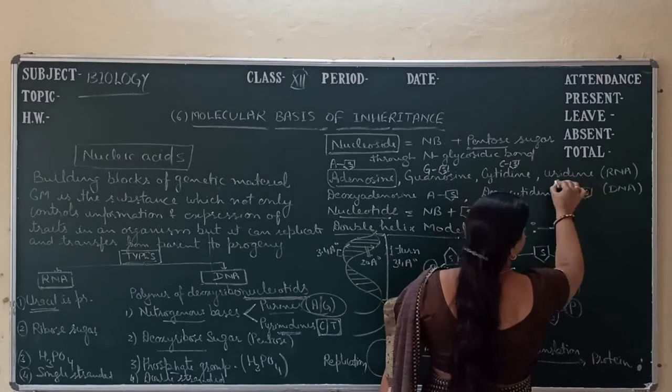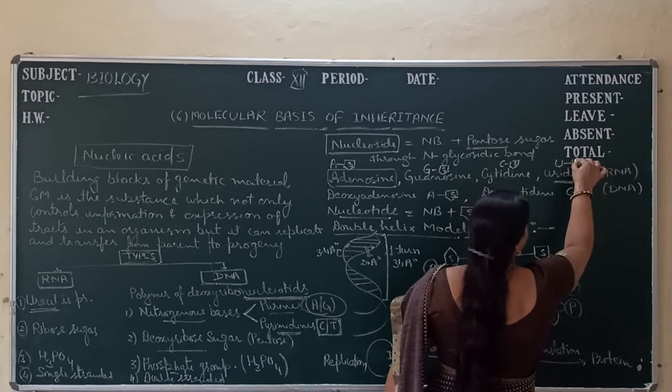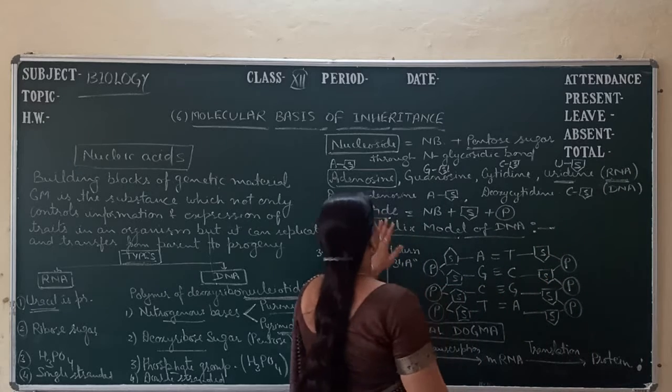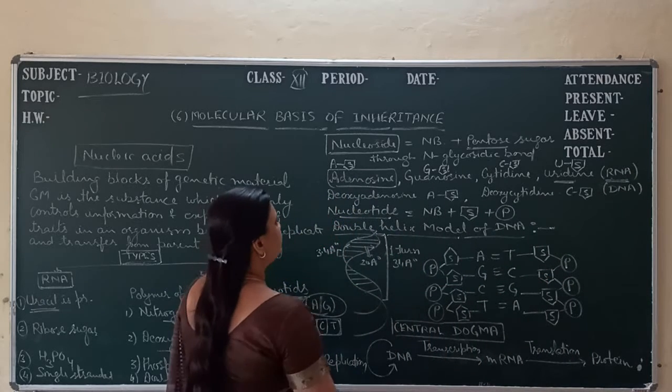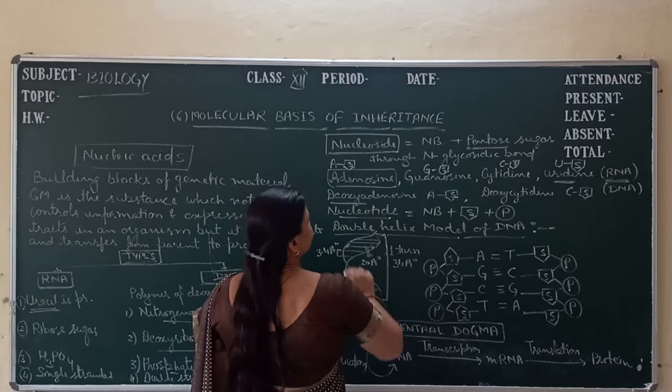And uridine, it is very important. Uridine means uracil with ribose sugar. It is present inside the RNA. It is a nucleoside of RNA. And what about the nucleosides of DNA? They use deoxyribose sugar.